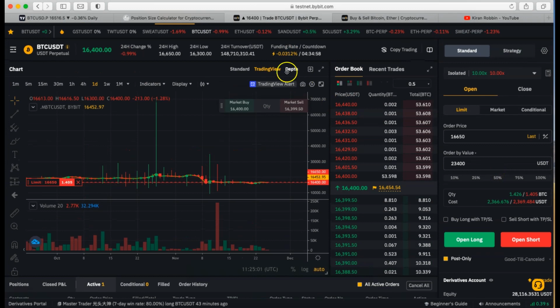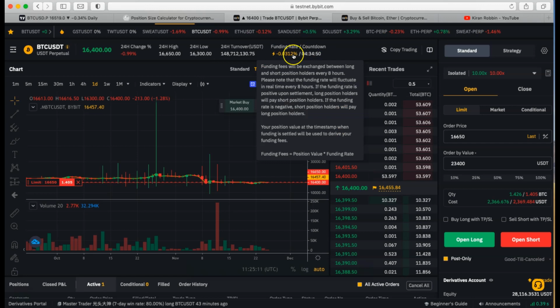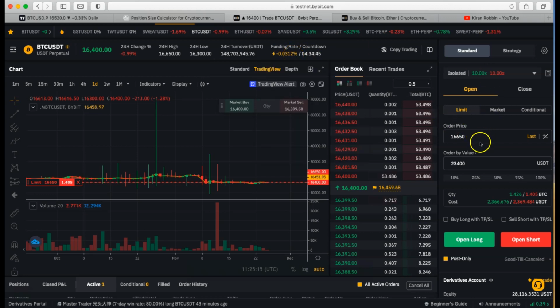And I talked about funding rate here as well. In this case, the funding rate is negative. That means speculators are bearish. So people who are opening short positions will be paying a premium to people who are opening long positions. In this case, if I open a short position on a limit order, I might have to pay a bit more fees to people who are opening long positions.